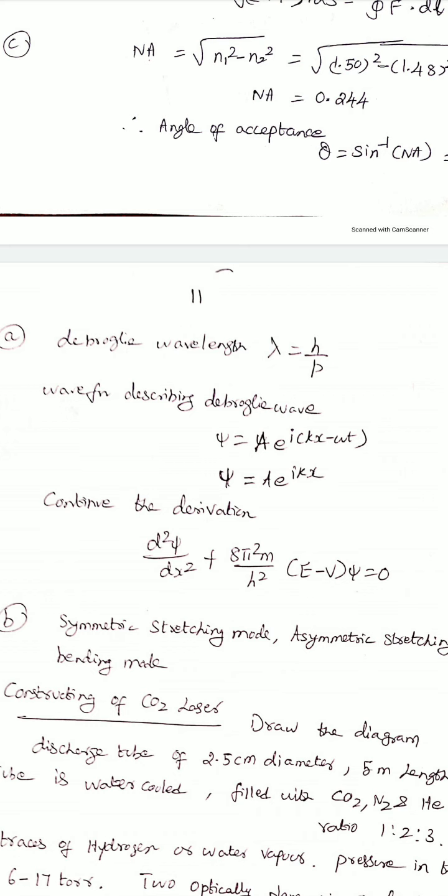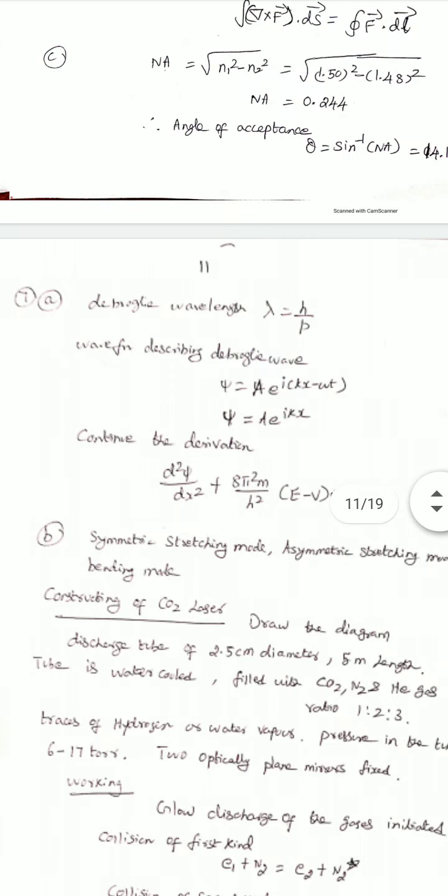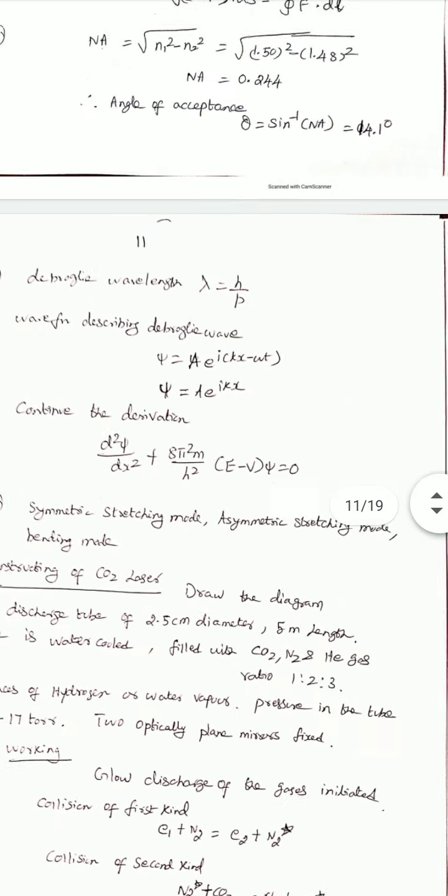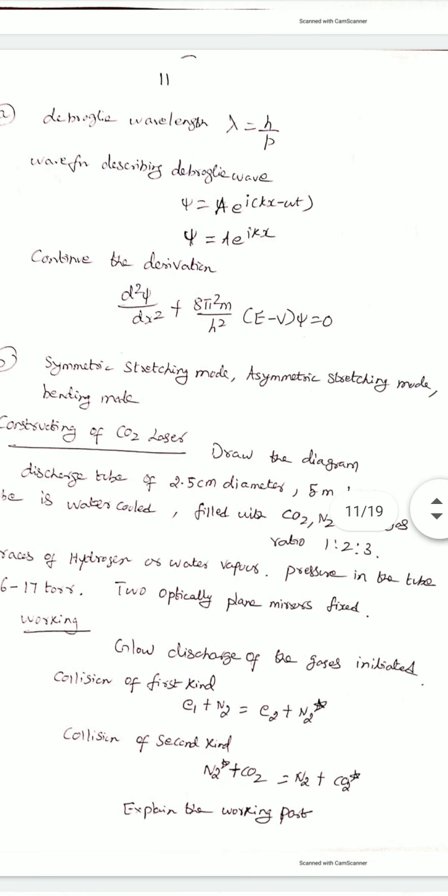And then the B question, that is mention the 3 modes of vibrations in CO2 molecule with a neat diagram and construction and working of CO2 laser. So what are the 3 types of modes in a CO2 molecule? There are symmetric stretching mode, asymmetric stretching mode, and then bending mode. So these are the 3 different types of modes for a CO2 molecule.